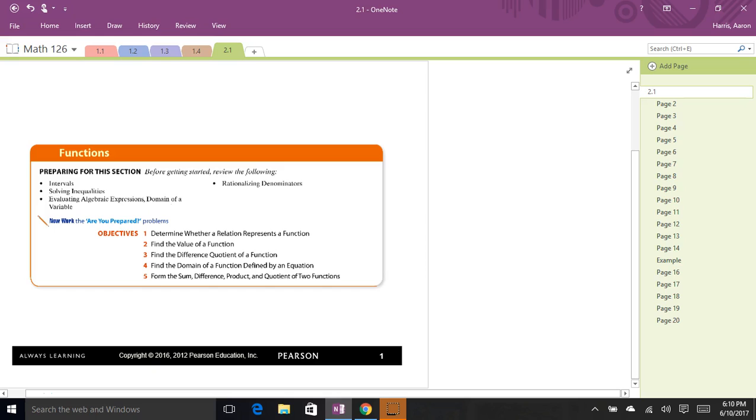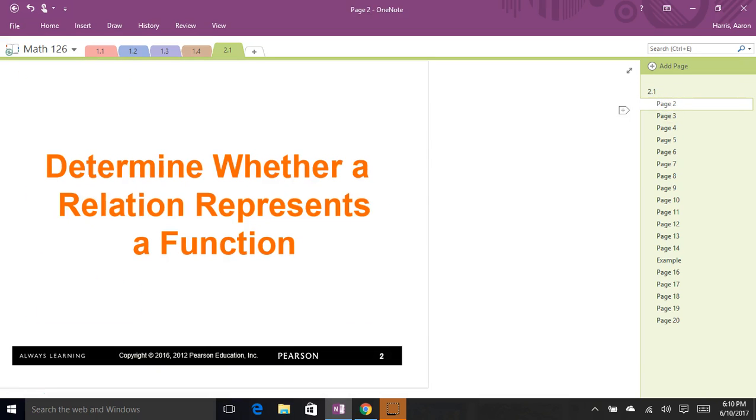We're going to talk about what a function is, find the value of a function, the difference quotient of a function, talk about domain, range, and some operations. So let's start with determining whether a relation represents a function.